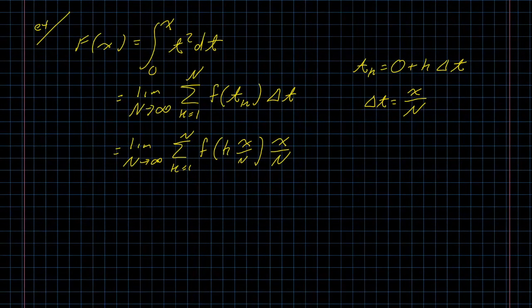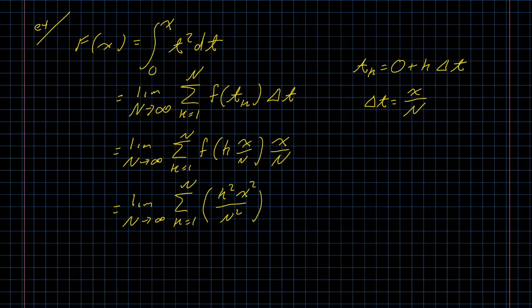Now, what is f? F is t squared. So I take the stuff inside there and I square it. So I still have the limit as n goes to infinity. I still have the sum, k goes from 1 to n. And then I take all the stuff in there and I square all of it. So it's going to be k squared x squared over n squared times x over n.